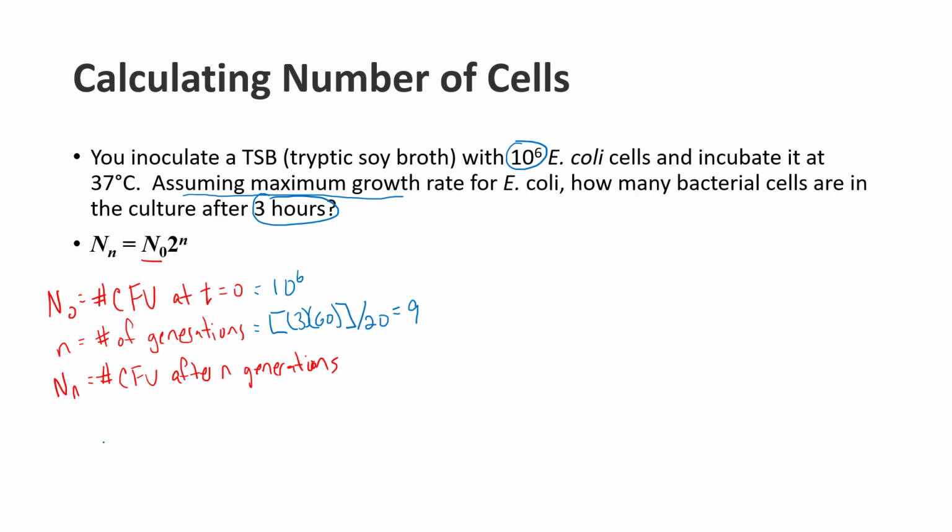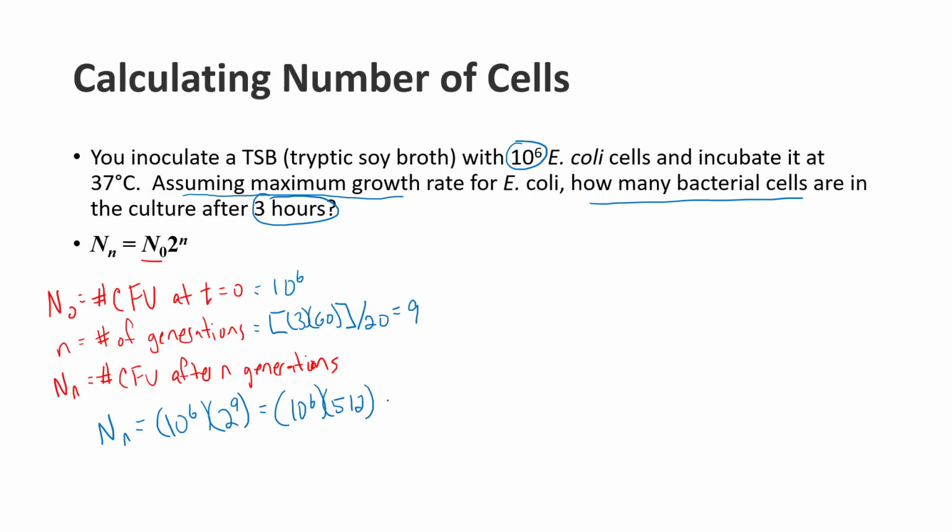And now we can calculate N sub n, which is what we're looking for, right? How many bacterial cells are in the culture after 3 hours? So let's just plug in our numbers and do the math. So N naught is 10 to the 6th, and then 2 to 9 generations, so 2 to the 9th. Okay, so that would be 10 to the 6th times 2 to the 9th, which is 512.